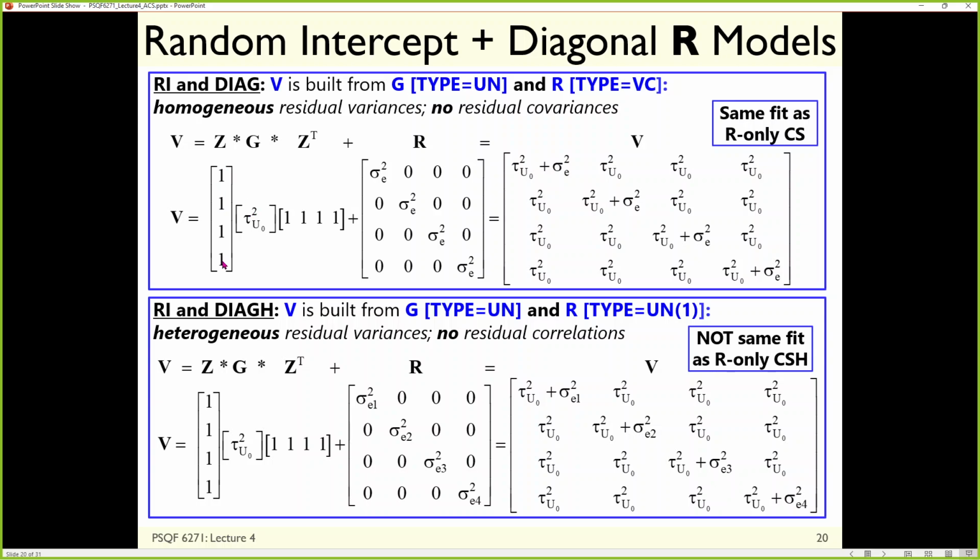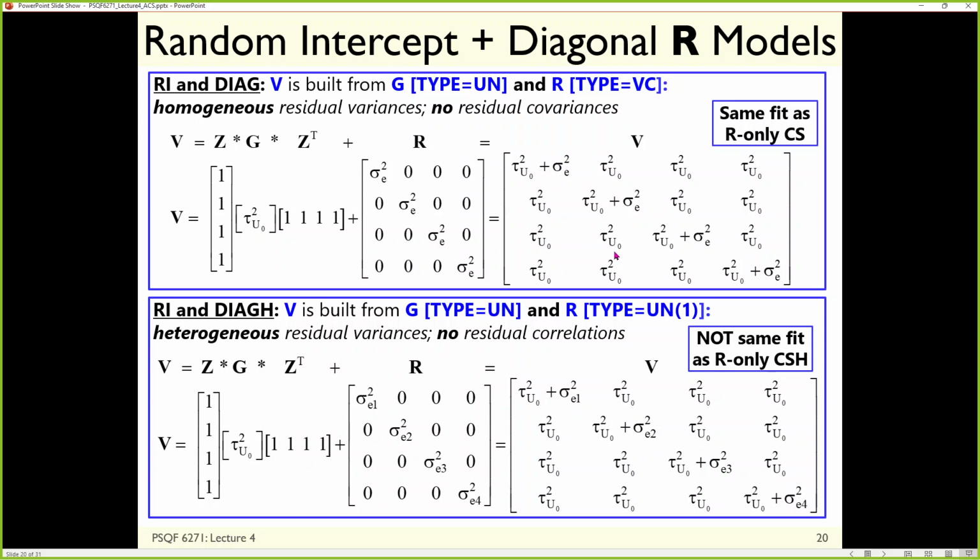All you need to hang on to is that the purpose of these ones right here is to blow this up so that it's the right 4x4 size to add it to R. Just hang on to that for right now, and we'll get into what they mean more specifically later. So in layman's terms, if you take this random intercept variance and just add it to every single spot in this matrix, this is what you end up with. So the pattern that's in V, when you put it back together again, is exactly the same thing as compound symmetry in R only. But this is going to allow us to add more stuff to G more readily.